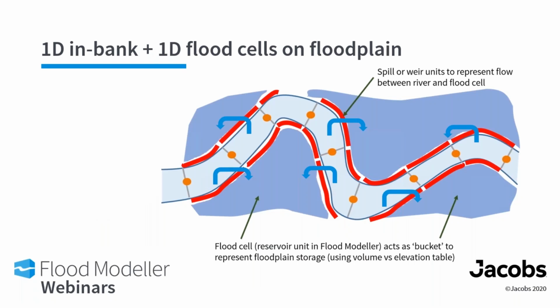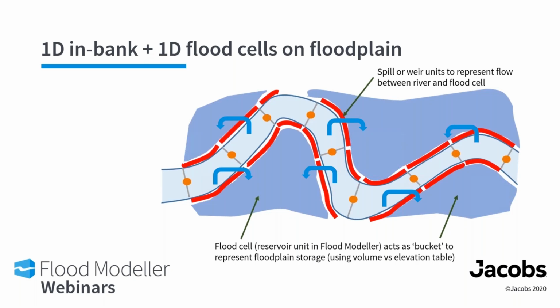Another extension to this 1D approach, another way of representing flow on the floodplain, is to have what are called flood cells or reservoir units on the floodplain that are essentially a data set telling you the ground level against elevation, the ground level against surface area, building up a table to represent a storage cell underneath one of those 1, 2, 3, 4 areas on the floodplain. Now what happens now is when water, perhaps at the start of an event, is within the channel, it goes down the river.